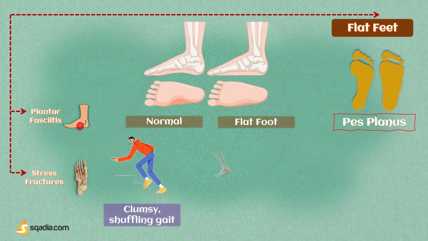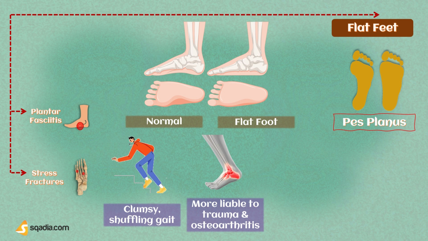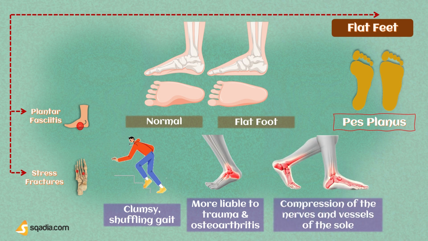Loss of shock absorbing function makes the foot more liable to trauma and osteoarthritis. Loss of the concavity of the sole leads to compression of the nerves and vessels of the sole. Forefoot neuralgia is brought on by compression of the medial and lateral plantar nerves. Vascular abnormalities in the toes could be brought on by blood vessel compression.